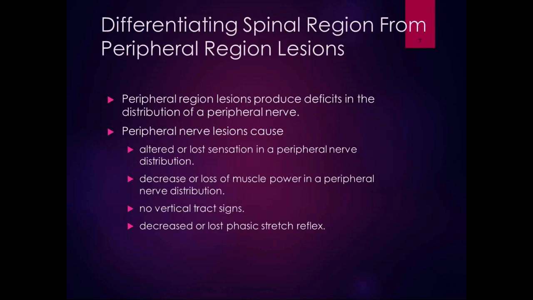So, in order to differentiate spinal region from peripheral region lesions, peripheral region lesions produce deficits in the distribution of a peripheral nerve. So, peripheral nerve lesions cause altered or lost sensation in a peripheral nerve distribution, decrease or loss of muscle power in a peripheral nerve distribution, no vertical tract signs, and decreased or lost phasic stretch reflex.